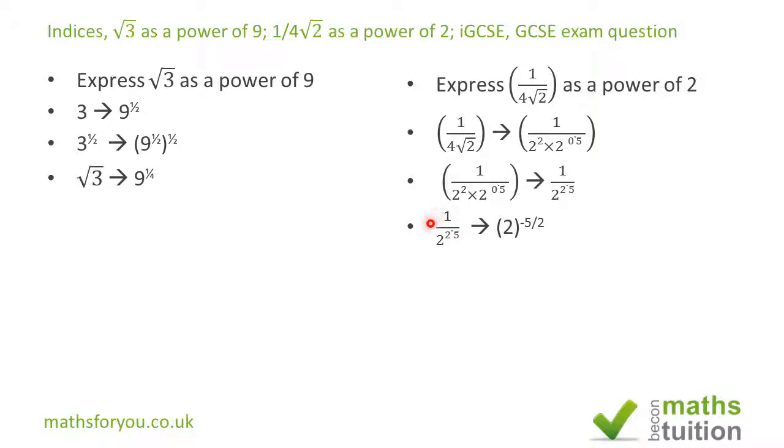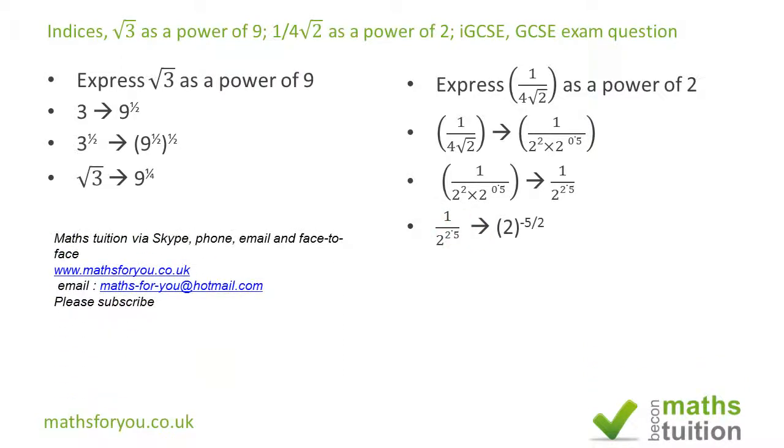If we then take the reciprocal of this, we'll turn it upside down. Now this becomes 2 to the power of minus 5 over 2, because we're taking the reciprocal. So that is the same as this one here. You must not forget the minus sign.